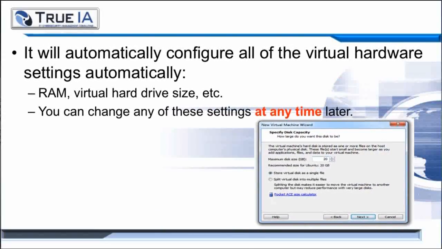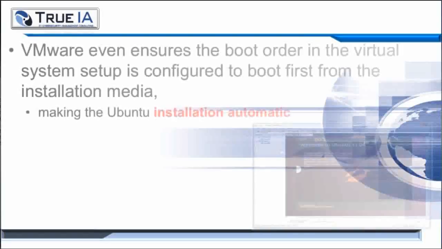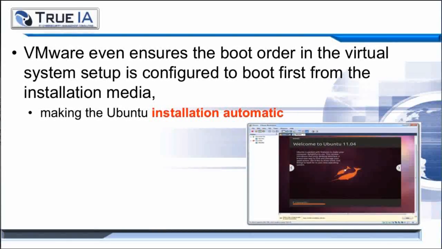At that point, it's going to automatically configure all the virtual hardware settings: RAM, virtual hard disk drive, sound, NICs. Now, you can change this at this time, or you can change it anytime later. That is one of the beautiful parts of virtualization. VMware even ensures that the boot order in your new virtual system is set up and configured to boot first from the installation media, whether that was a CD or a DVD or an ISO. It gives you the standard boot screen as if you were actually booting into that physical device.